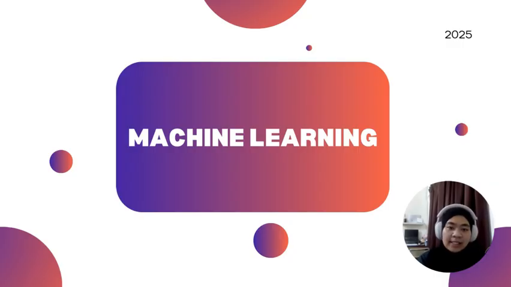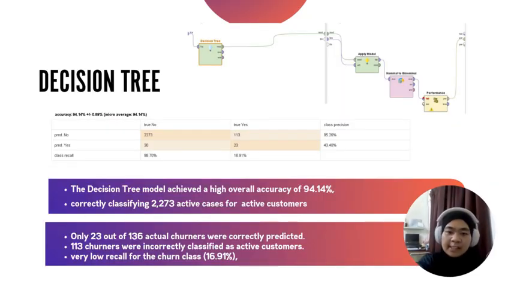So moving on to the next section, which is the machine learning. The decision tree model shows a very high accuracy of 94.14%, but it performs poorly in detecting churners. It correctly identifies the active customers, but only detects 23 out of 136 churners, resulting in a very low churn recall of 16.191%. This happened because the dataset is imbalanced, so the model focuses on predicting the active customers, making it ineffective for churn prediction.